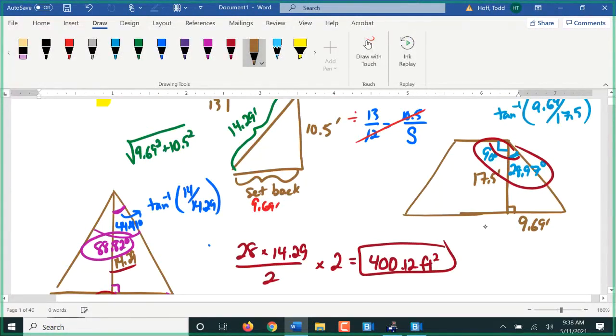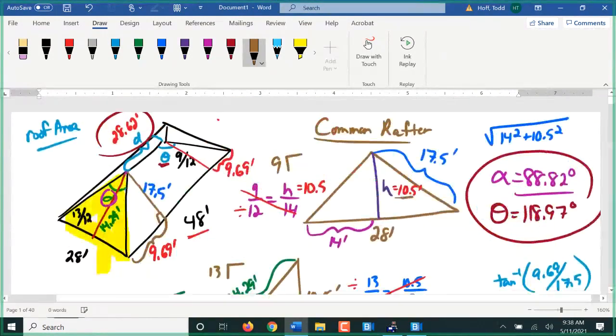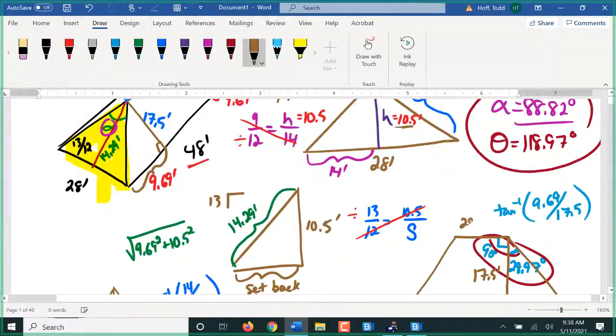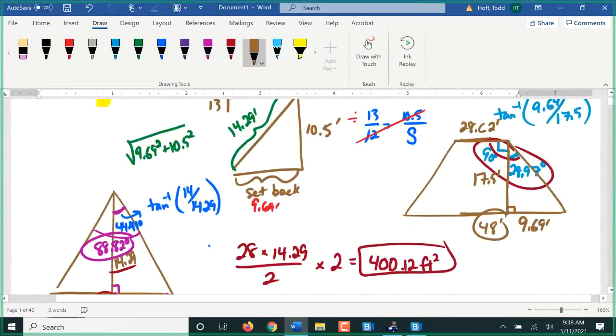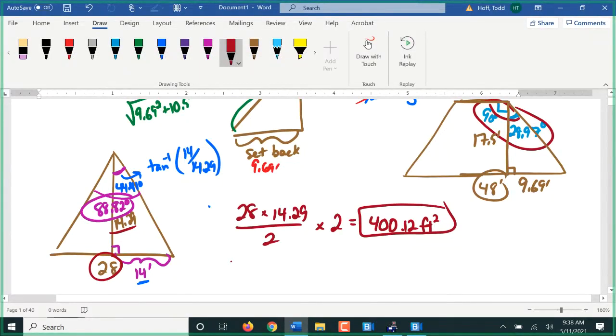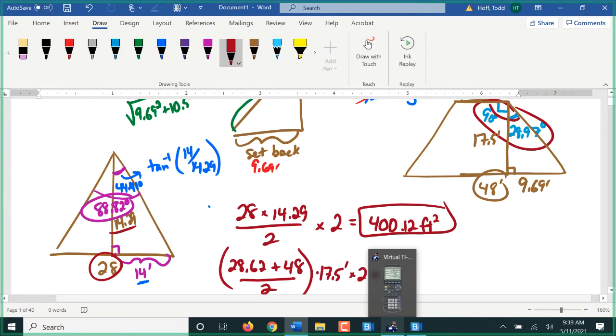When I finish that trapezoid off, this is 48 feet all the way on the bottom. The top is 28.62 feet. The area of a trapezoid is the average of the bases. That's the 28.62 plus the 48 divided by 2, times that height, which is 17.5 feet. Then, of course, times 2 because there's one on the other side of the roof as well.